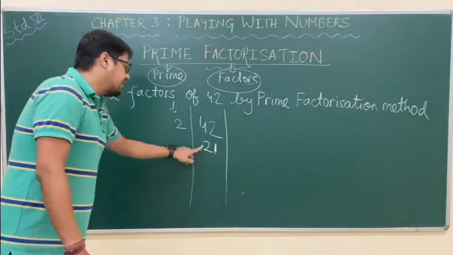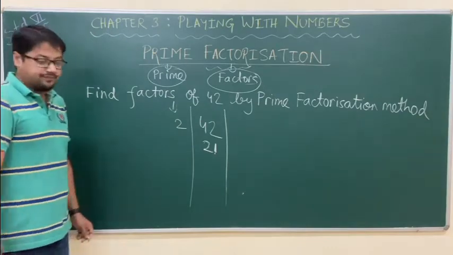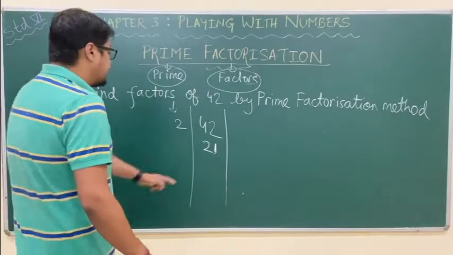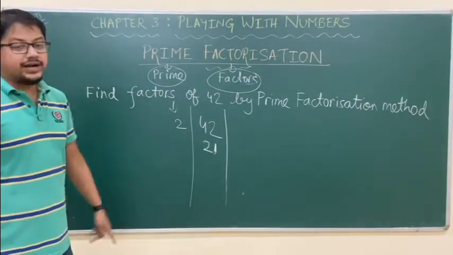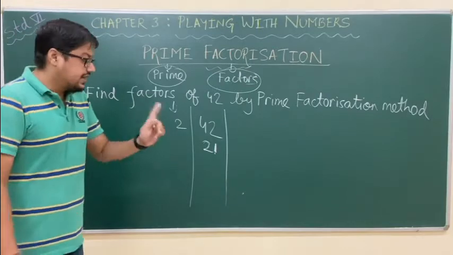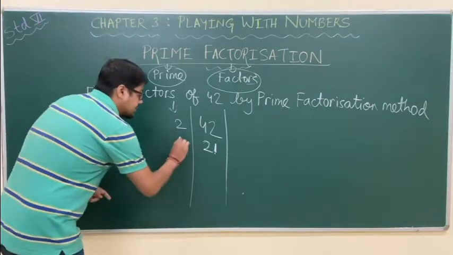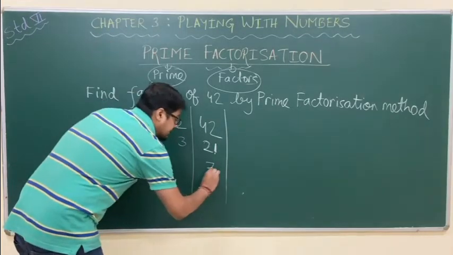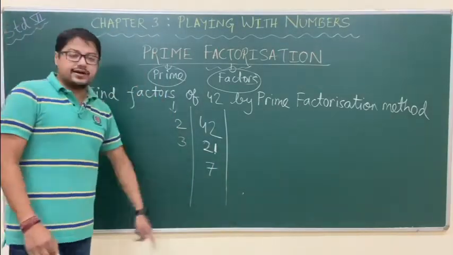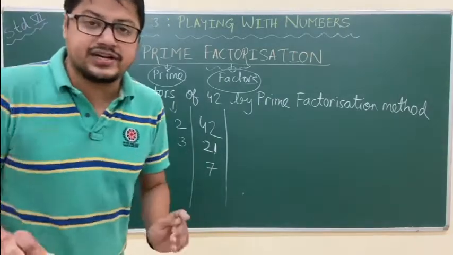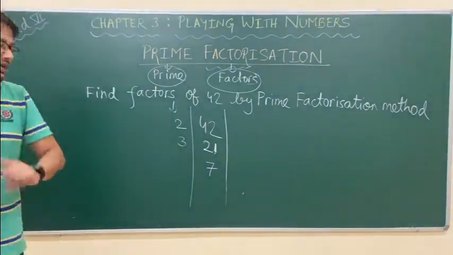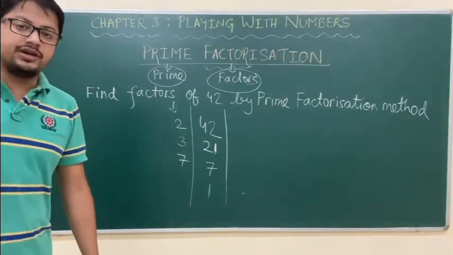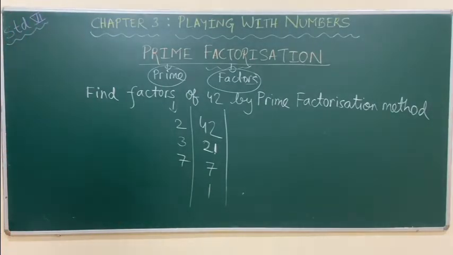Now again I have to divide 21 by a prime number. Can 21 be divided by 2? No sir. Can 21 be divided by 3? Yes. Is 3 a prime number? Yes. So I am dividing 21 by 3. On dividing 21 by 3, what I am getting? 7. Can 7 be divided by 2, 3, 4? 7 can be only divided by 7. Is 7 a prime number? Yes. Now 7 divided by 7, answer is 1. So as soon as 1 is coming, we will stop the division process.